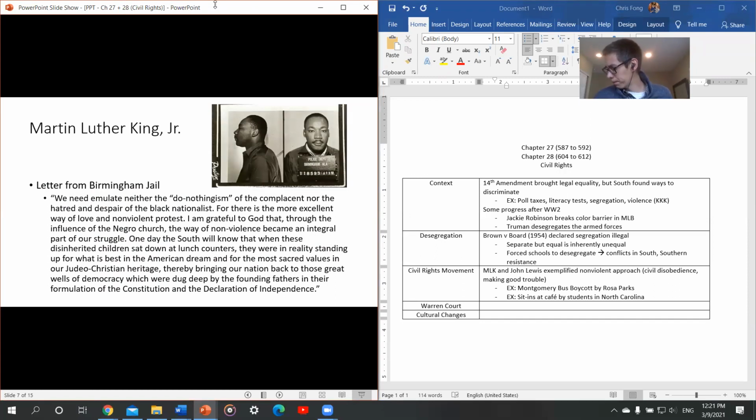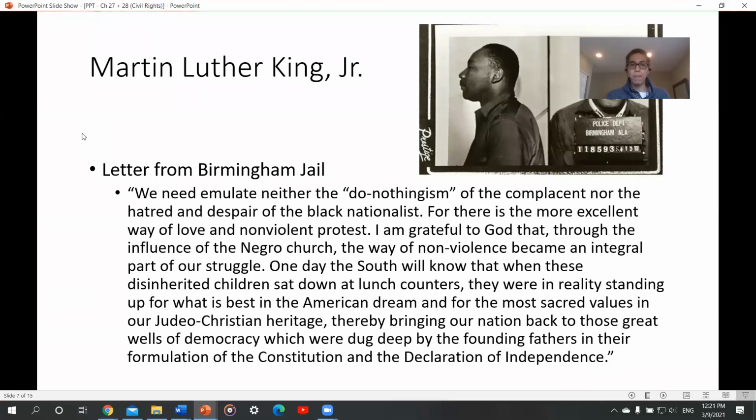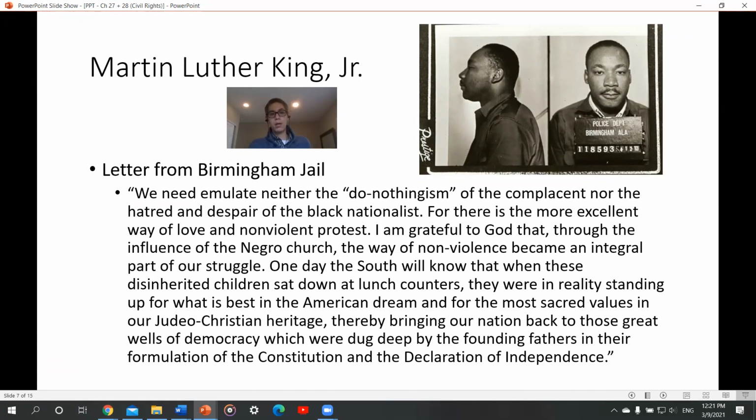One of the most famous documents of the civil rights era is a letter from Birmingham Jail. Dr. King was arrested in Birmingham, Alabama. And when he was there, he wrote a letter that really became his manifesto, his creed of how to approach the fight for civil rights.